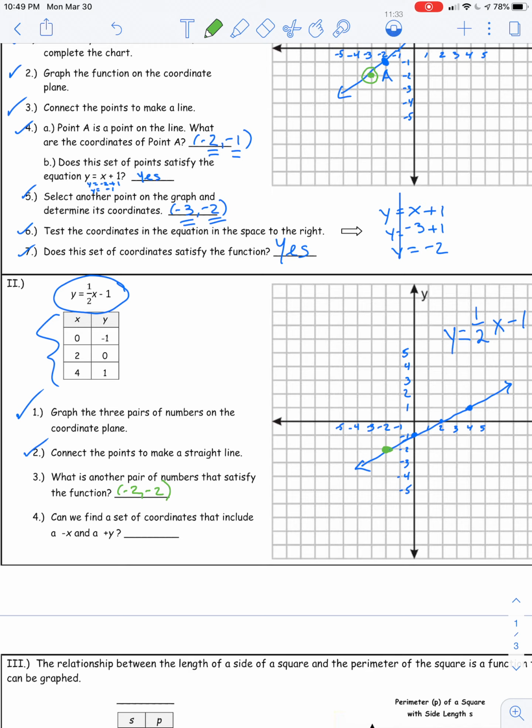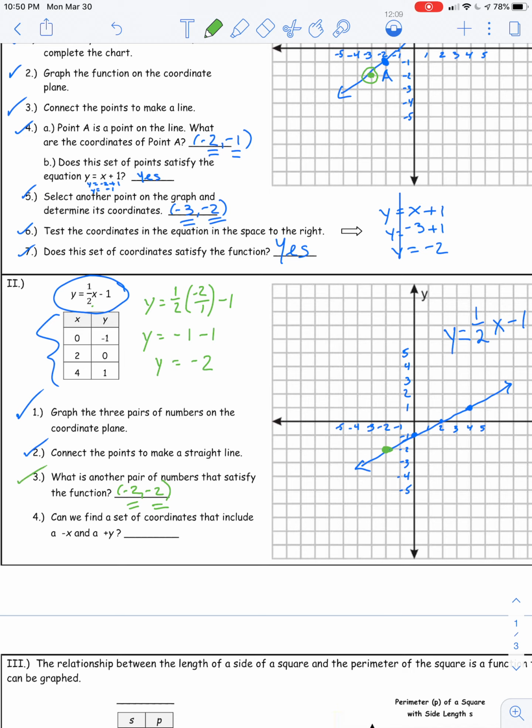So I'm going to go up here and test it in green. I have a little bit more room beside the function table. So y equals 1/2, and I'm going to use the x value -2, multiply it. I'm going to put it over 1, filling that in for x, and then subtracting 1. So y equals, let's see, this is going to be -1 minus 1. Y equals -2, which happens to be our y value. So yes, the set of coordinate points does satisfy the function. So we're good with that.